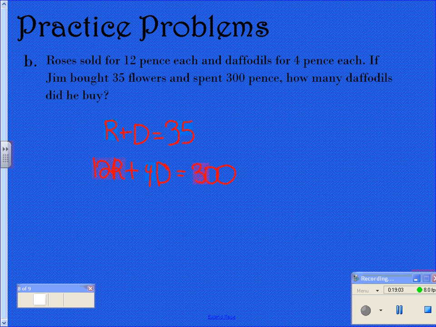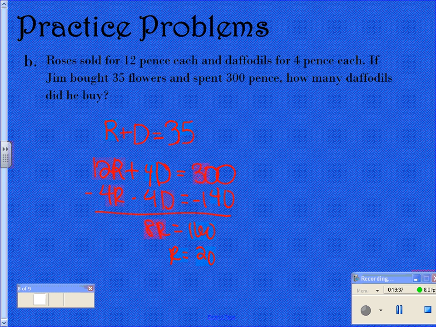So would you use elimination or substitution? Elimination, what would you multiply? By -4? You get -4r minus 4d equals what? 140? Do you agree? So what would you get? So r would equal, does that make sense?